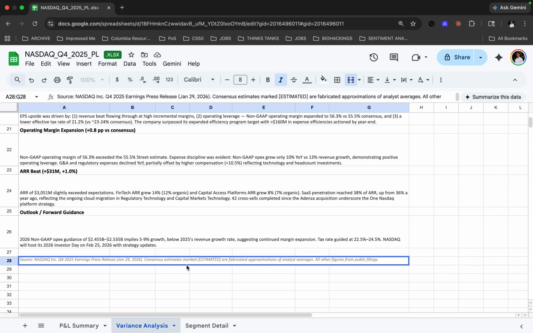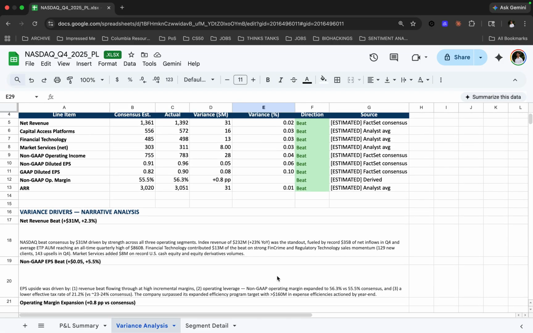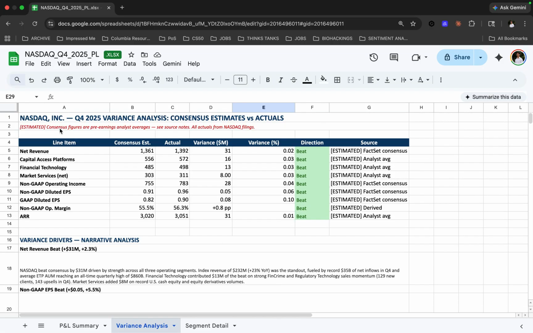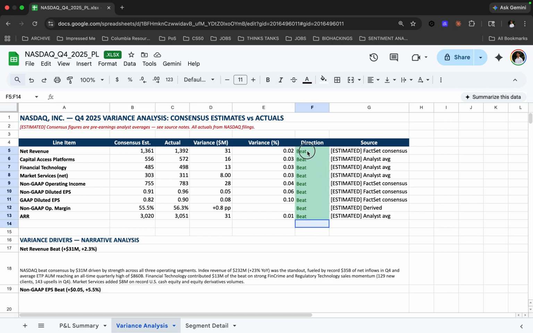I don't think I explained this before, so let me explain it. In estimates, essentially I gave the permission for Opus Claude to make up estimations. It just has to denote it. So again, we have this nice big bright red thing that says, hey, estimate consensus figures are pre-earnings analyst averages. See source notes, all actuals from NASDAQ filings. So there's estimates. I wouldn't put it past NASDAQ to beat all these, but again, estimates here. Take this one with a little bit more of a grain of salt.